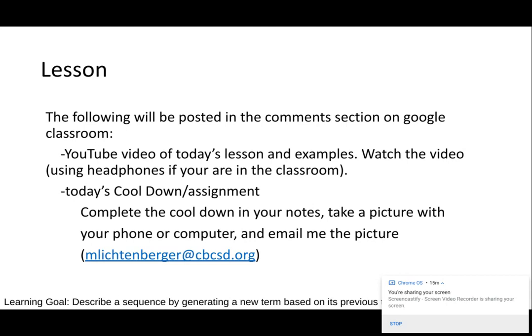There will be no handing in papers. There will be no paper assignments. Everything will be posted here. And that is how I would like you to submit them. Do it in your notes, take a picture, email me the picture. And that is how I will track the assignments that you're handing in.